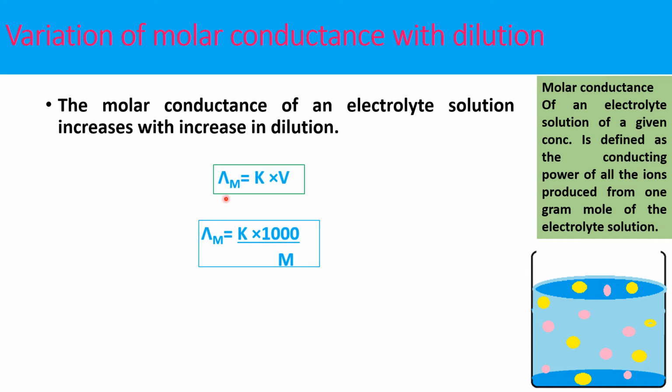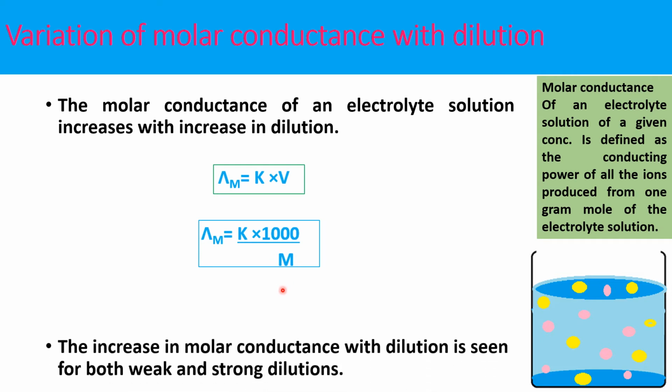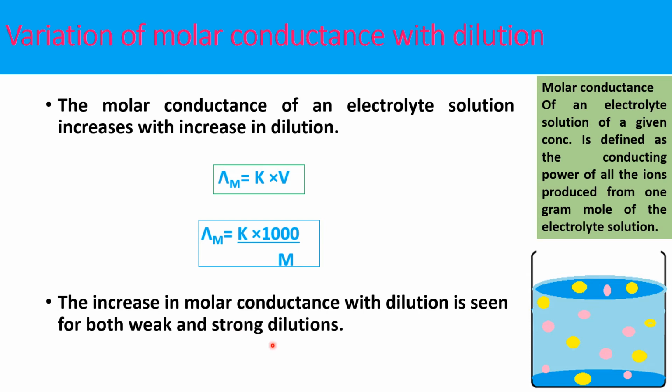The decrease in K on dilution of the solution is more than compensated by the increase in its volume or decrease in its concentration. Okay. The increase in molar conductance with dilution is seen in both weak and strong electrolytes.